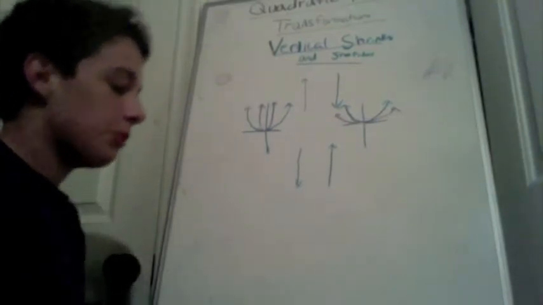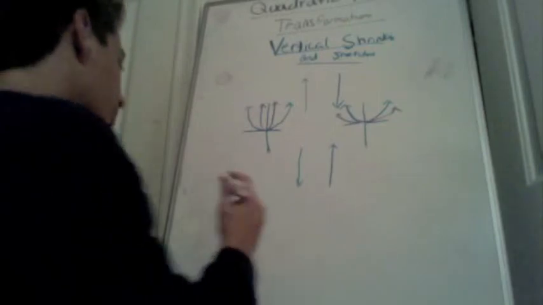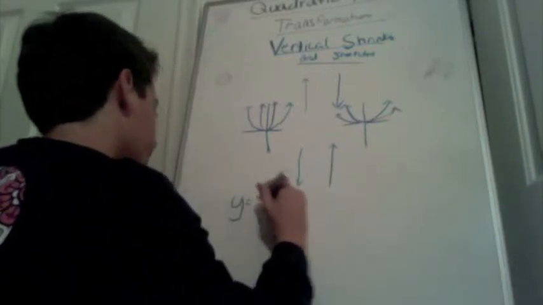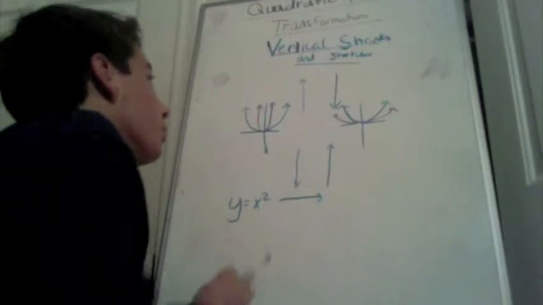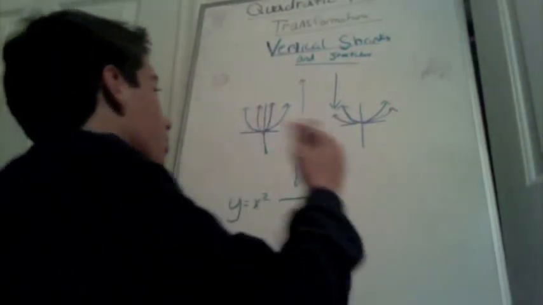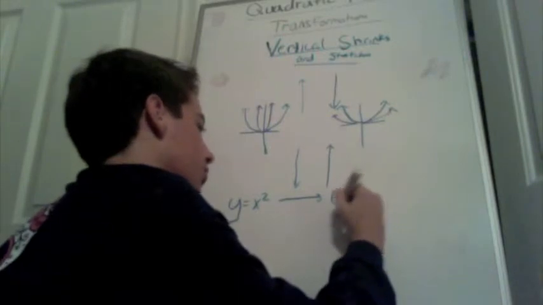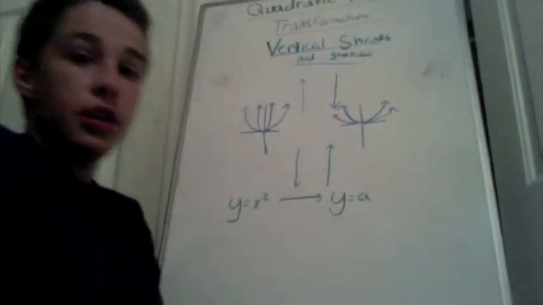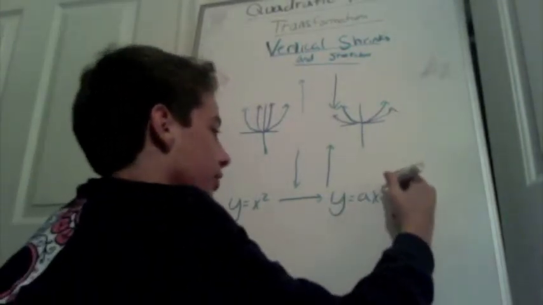Now let's think about what these are going to look like in an equation. We've got our regular y equals x squared here. That's our regular parent function. With vertical stretches and shrinks, it's going to look like this: y equals a x squared, with a being any real number.